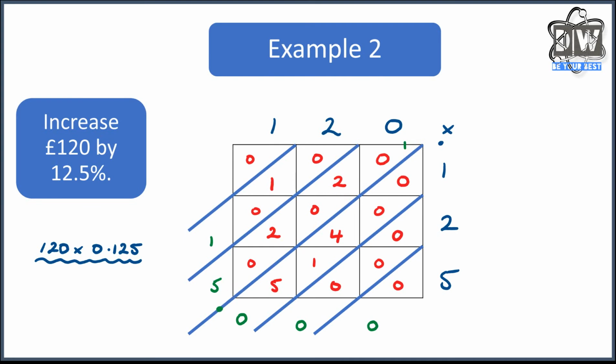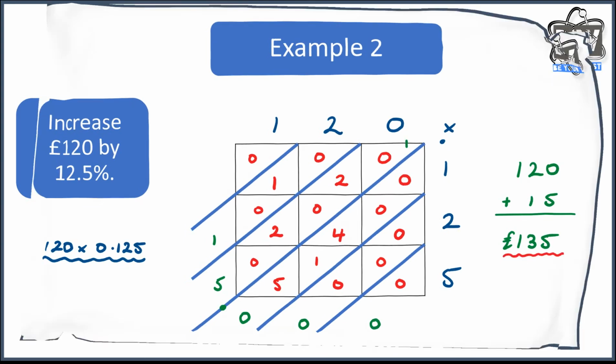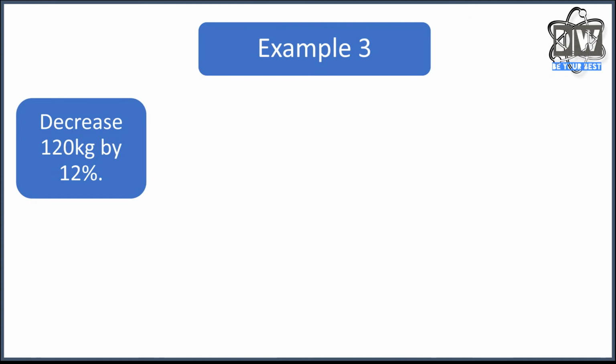So we're going to increase 120 by 12.5%. 12.5% is a decimal, as we've gone through before. We've done all that. So very, very simply, we're going to have 120 plus 15, and that's going to end up with having 135 pounds, and that's our answer. Last but not least, before we move into the quiz, we're going to decrease.